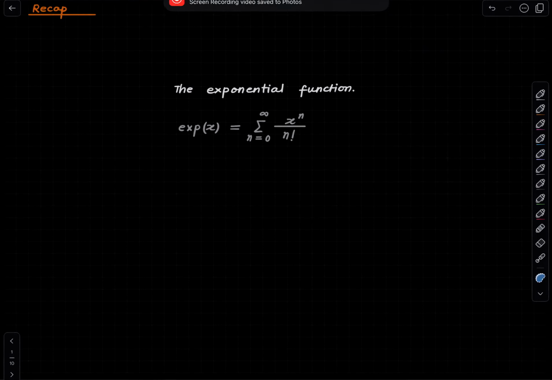Welcome to this lecture series in real analysis. In this lecture, we'll define Euler's constant and prove that it is irrational. All we need to know is the description of the exponential function in terms of its infinite series, as written over here. Okay.